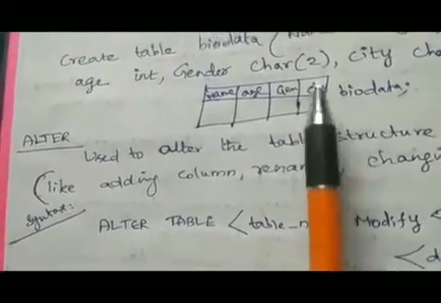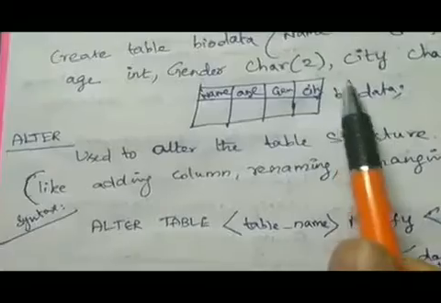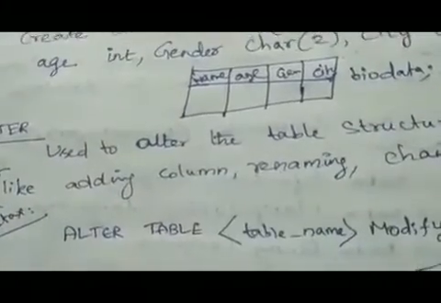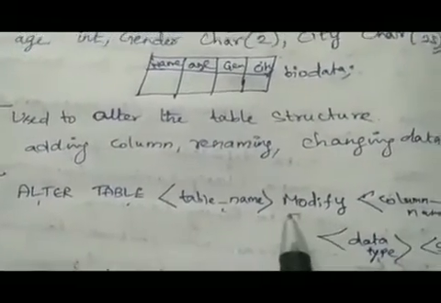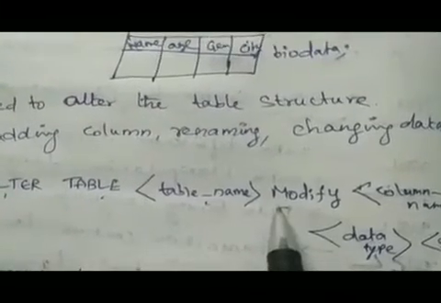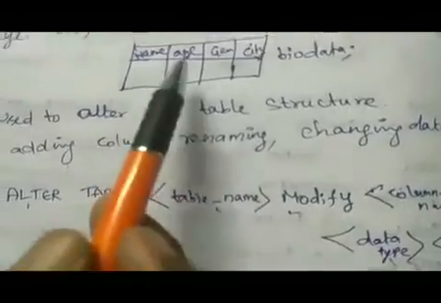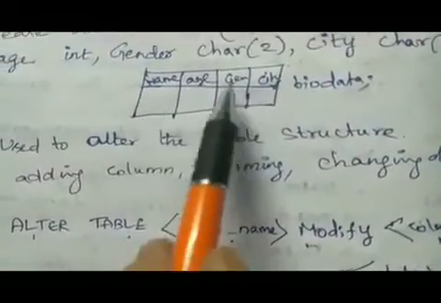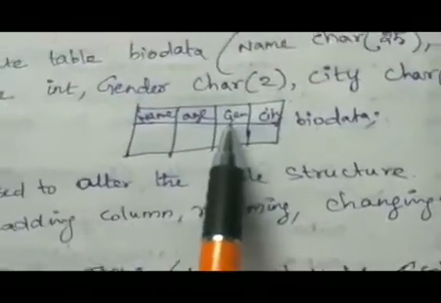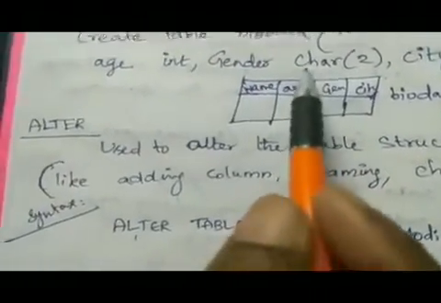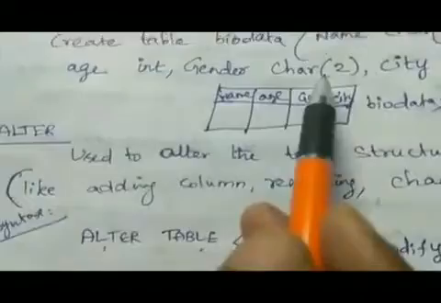So it is used to alter the table structure. So we can add. If you want to add a new column address here, we can do it with the help of the alter command. So what is the syntax of this command? Alter table, table name, then we must use modify or add. If you want to add a new column, we must use add. And if you want to modify the existing column data type, say for example gender, where I must enter either 0 for male and 1 for female, here I have to change the data type from character into integer.